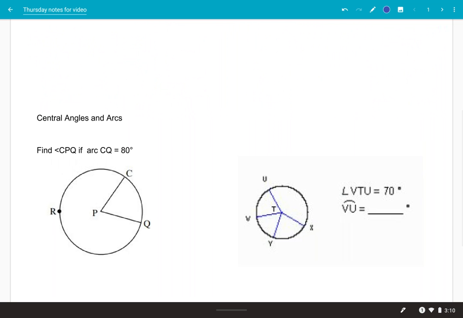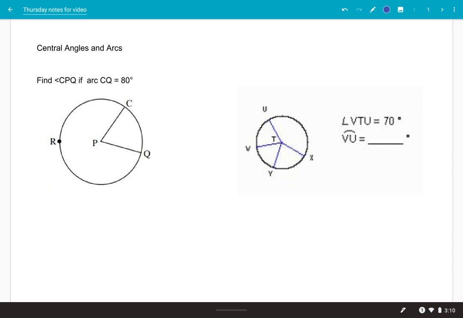Okay, the next thing we're going to be talking about are central angles and arcs. So when we have a central angle, remember, central is if the vertex touches the center. So if arc CQ was 80 degrees, the interesting thing about finding the angle, if it's a central angle, it's going to be exactly the same. That's the nice part. So central angles and arcs are equal or the same, however you want to be doing it.